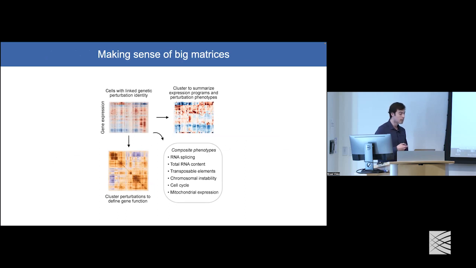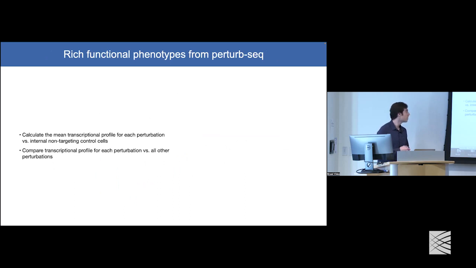So once we had that, there were a number of more matrix style analyses that we tried to make sense of the experiment, make sense of these data. One of the simplest was to cluster perturbations to define gene function. The way that we did this is basically to calculate the mean transcriptional profile for each perturbation versus internal non-targeting control cells. So we basically do this by averaging, to be technical, Z-normalized transcriptional changes relative to the distribution of gene expression in non-targeting control cells.